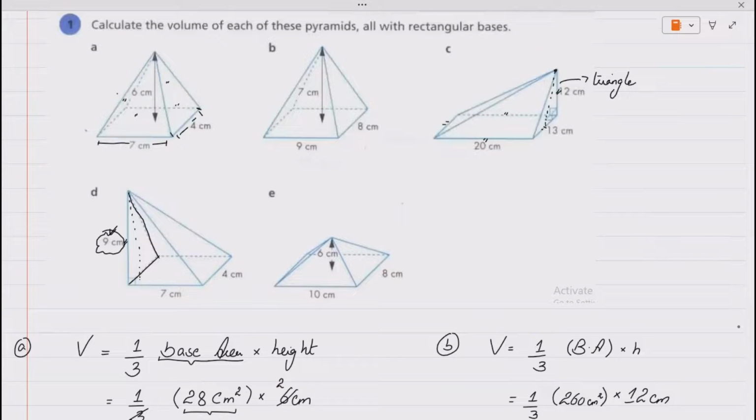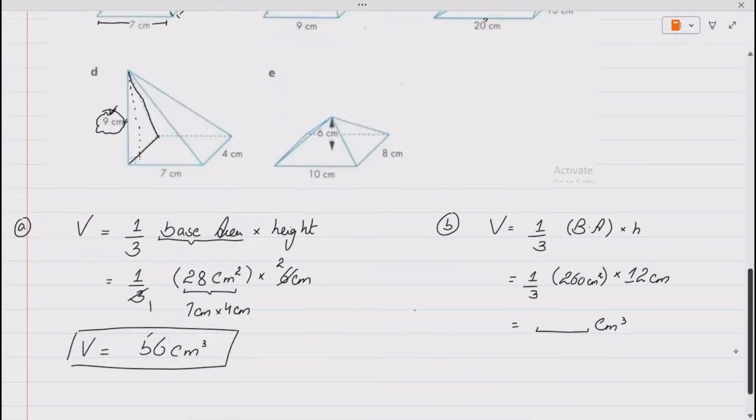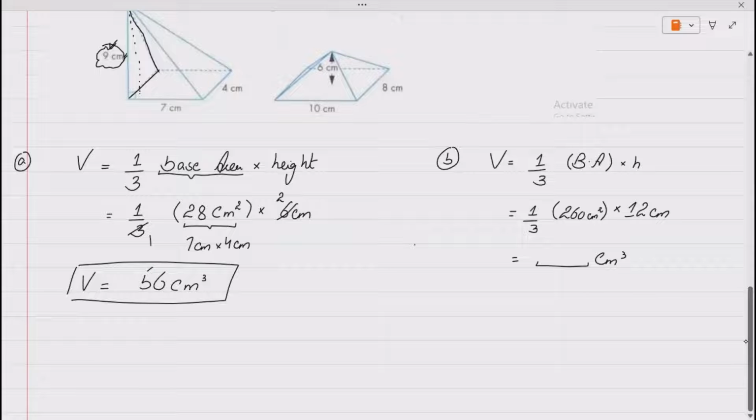Now part D and E are similar to parts A, B, and C, so try it out by yourself. So question one is complete.